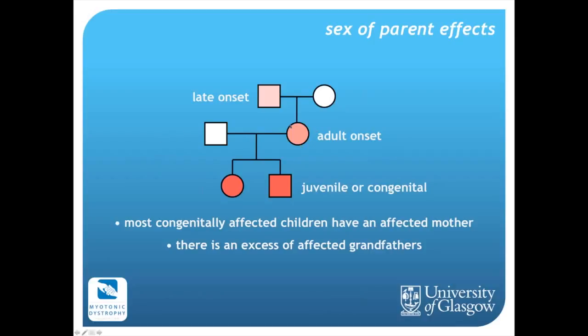Whereas if we go back to the generation before that, we find that many of the individuals who transmit the disease when it progresses from the late onset form to the adult onset form, this is usually the father here. So relative to the congenitally affected children in this generation, there's very often an affected grandparent. But that effect is not as strong as the excess of transmitting mothers in the middle generation here.